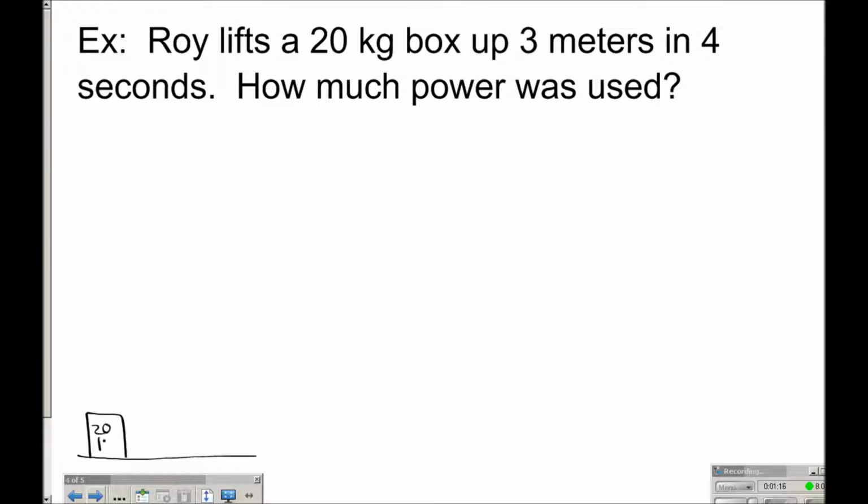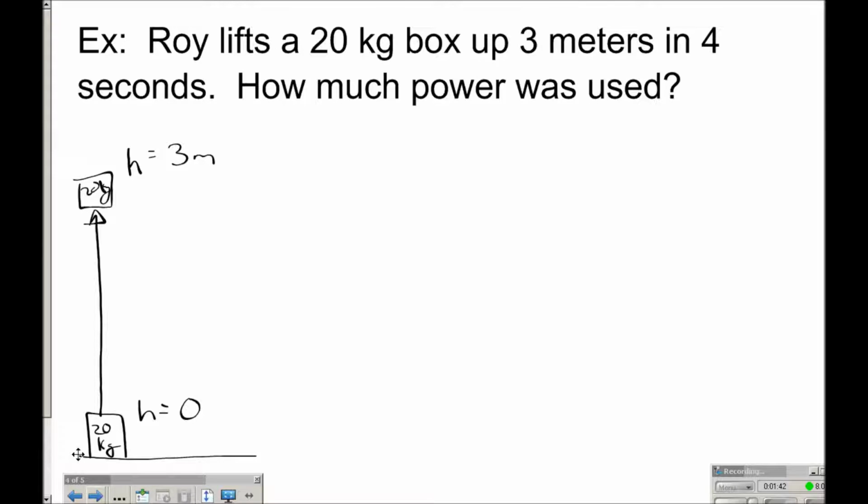20 kilograms is the mass of the box, and we are going to lift it up here to a height of 3 meters. It is still a 20 kilogram box. Okay, so because we're talking about energy changing, we want to be thinking about height and velocity. So we can think about GPE and KE. So we know the height at the top is 3 meters. So that means that we can assume that the height down at the bottom is 0.